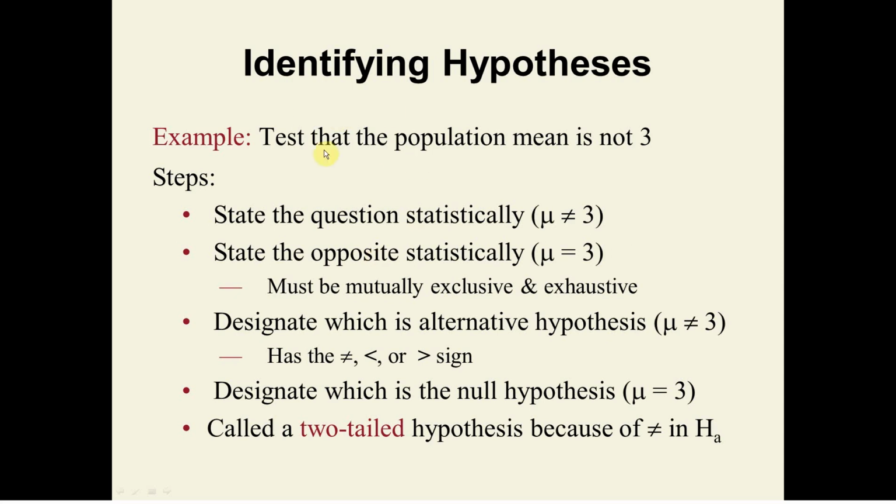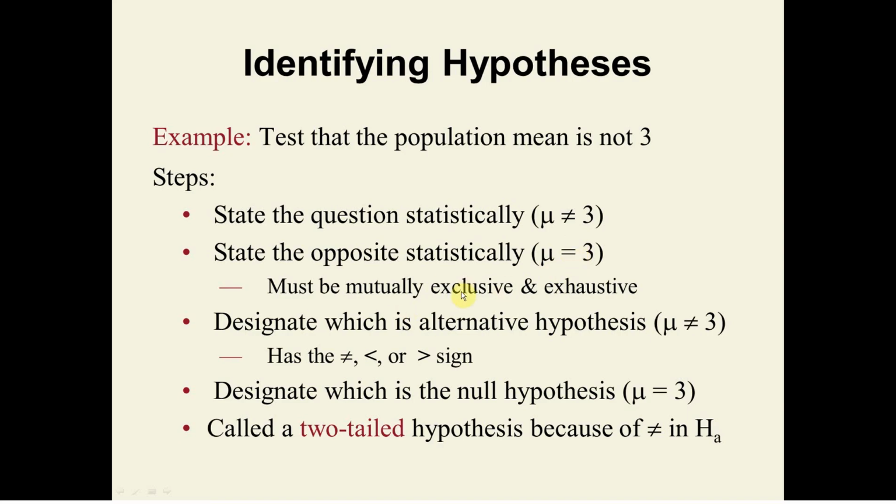Let's say that we're trying to test that the population mean is not 3. Well, first thing is we state that statistically. Population mean, we'll use the Greek letter mu, by convention means population mean. The English "not 3" means not equal to the value 3. The exact opposite of this would be mu equals 3.